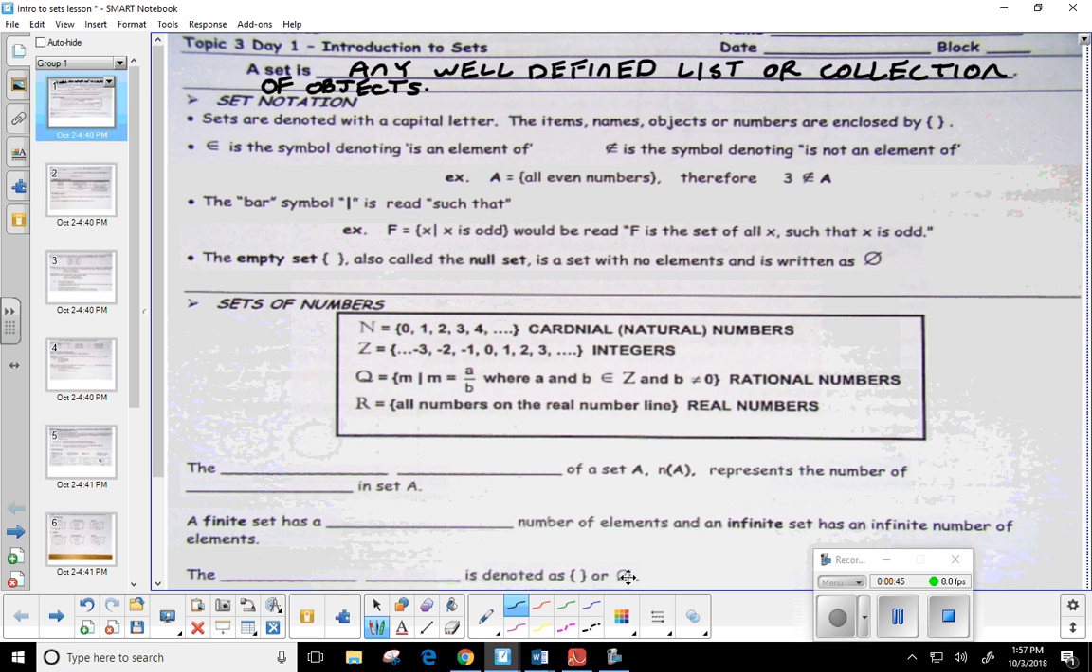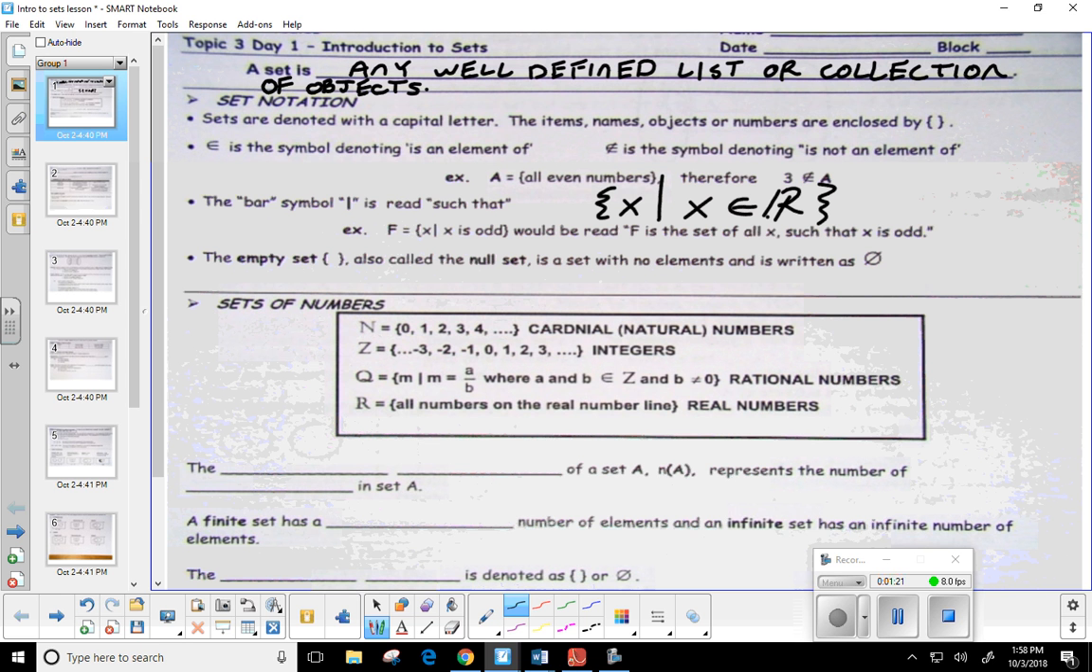Now, you probably remember this from algebra, specifically algebra 1, algebra 2. We have what's called set notation. Sets are denoted with a capital letter. The items, names, objects, or numbers are enclosed in the squiggly brackets here. So set notation is going to look something like, maybe, all x such that, and this bar means such that, and then you would have your restriction. Maybe x belongs to the real numbers, whatever your solution set was trying to tell you.